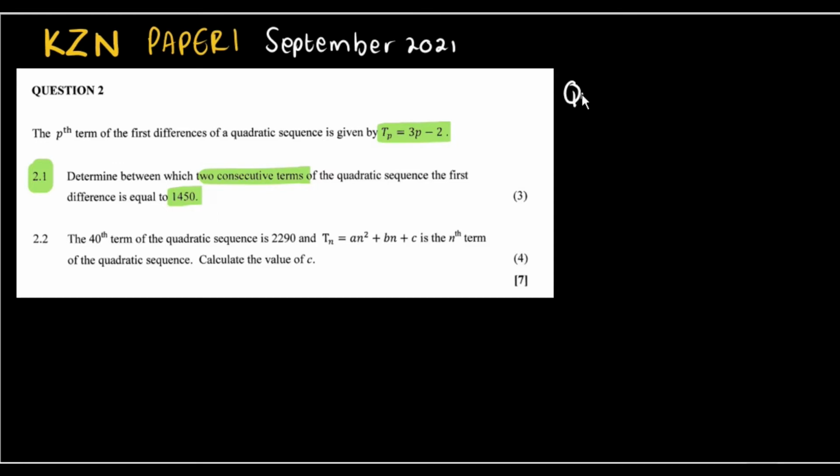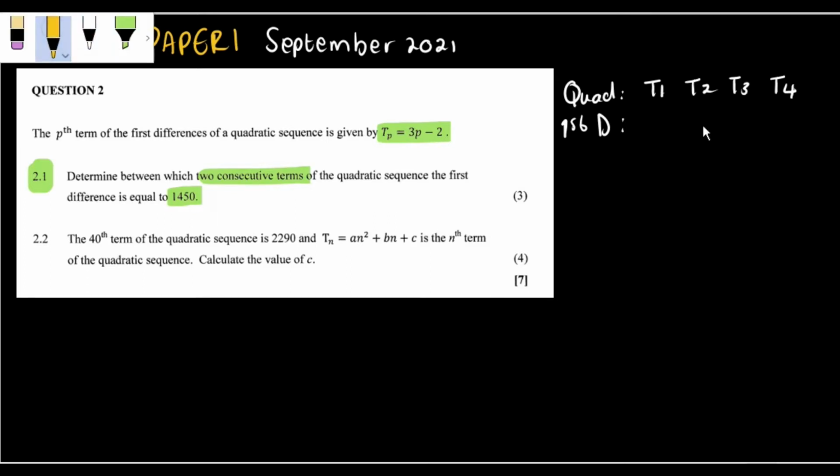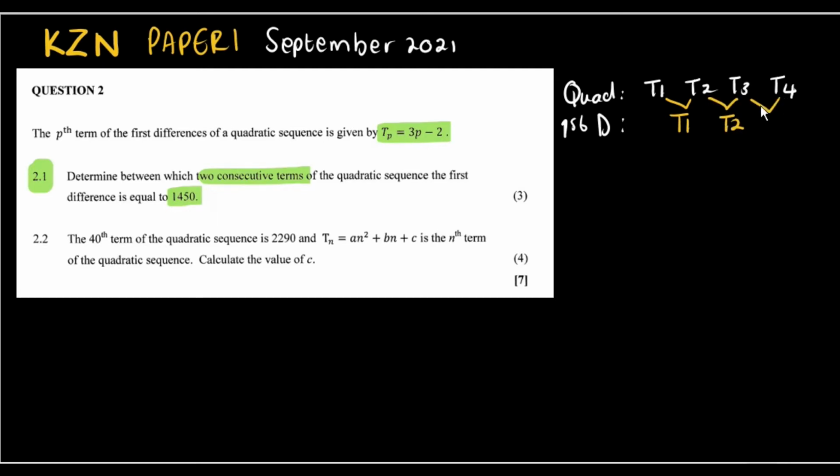So we have our quadratic pattern and it has a term 1, term 2, term 3, and I'm just going to stop at term 4 for now. And then we have our first difference, remember, which is an arithmetic pattern. And how we get this pattern is simply by saying term 2 of the quadratic minus term 1 of the quadratic, and then we'll get term 1 of the first difference. Likewise, we'll also say term 3 minus term 2 will give us term 2. And then term 4 minus term 3, that will give us term 3 in this pattern.